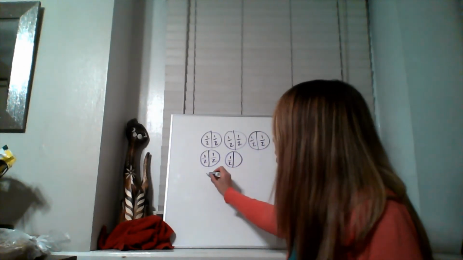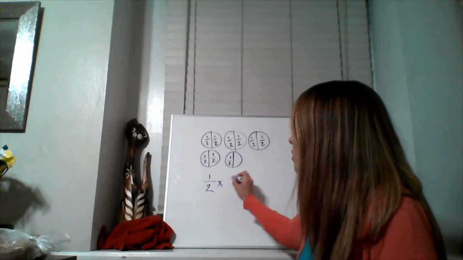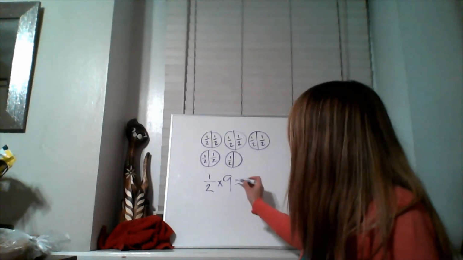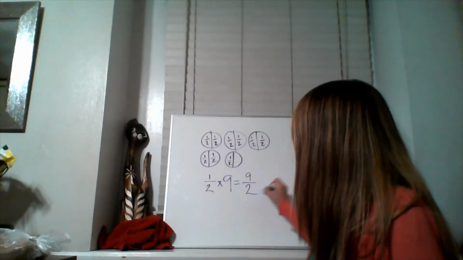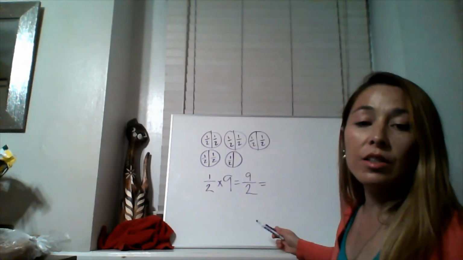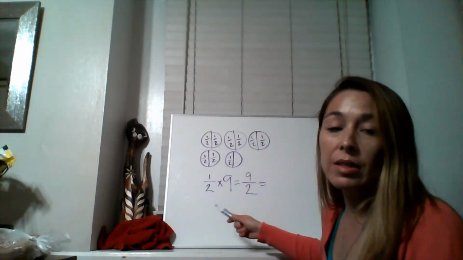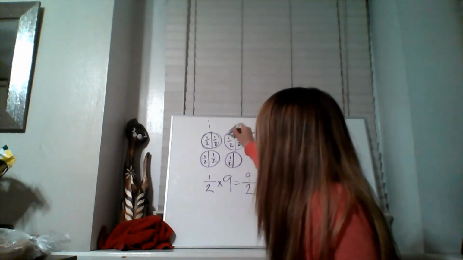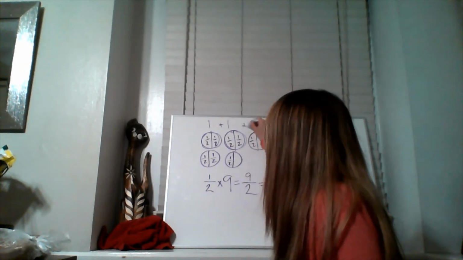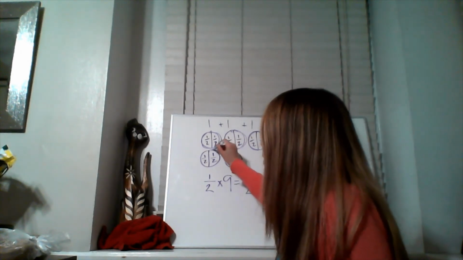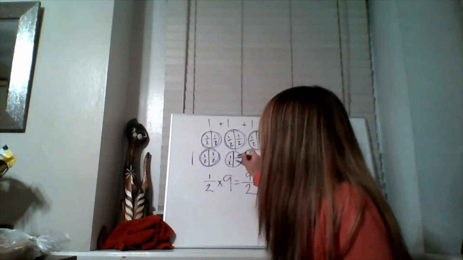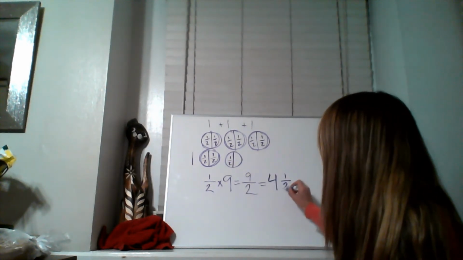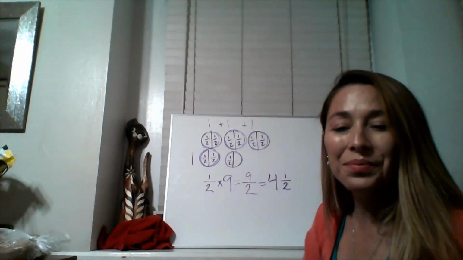9 halves. So in a multiplication equation, this will look like 1 half times 9, and obviously that is 9 halves. But I don't want to leave it as a fraction greater than 1. I wanted to put it into a mixed number, so I can just see how many wholes I have. 1 half plus 1 half is 1 whole. 1 half plus 1 half is 1 whole. 1 half plus 1 half is 1 whole. 1 half plus 1 half is 1 whole. And then I have 1 half left. So 1, 2, 3, 4 wholes and 1 half. How'd you do? Let's try another one.